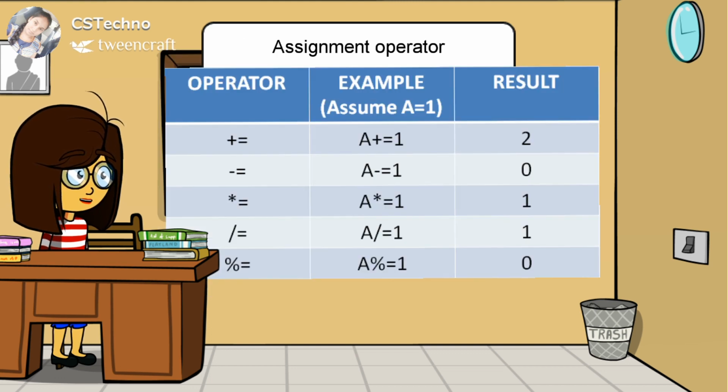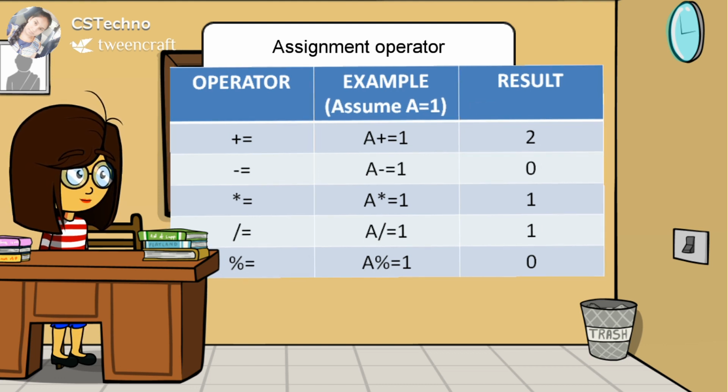Assignment operator is used to assign a value to a variable. Five assignment operators are given here. First one is addition assignment, second is subtraction assignment, third is multiplication assignment, fourth is division assignment, and fifth is modulus assignment. For example, assume A is equal to 1, A plus equals 1 gives 2, and A minus equals 1 gives 0. Likewise, it performs all the basic mathematical functions.